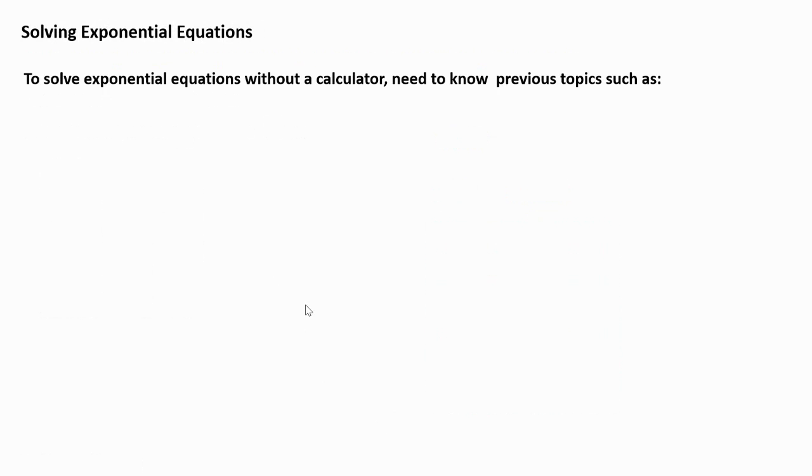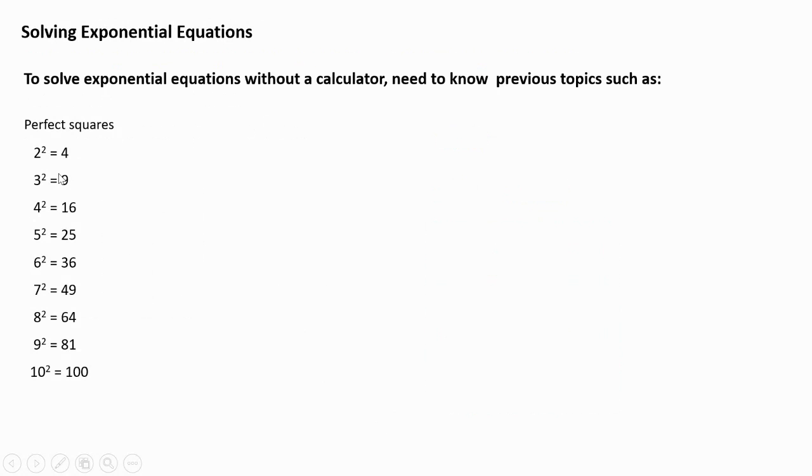Now this is the main topic for today: solving exponential and logarithmic functions. To solve exponential equations without a calculator, you need to know previous topics such as perfect squares. You have to know at least the perfect squares from 1 all the way to 10. For example, 2 squared is equal to 4. So the square root of 4 equals 2 and vice versa. This is what you got to know, and if you know more, it'll be better for you.